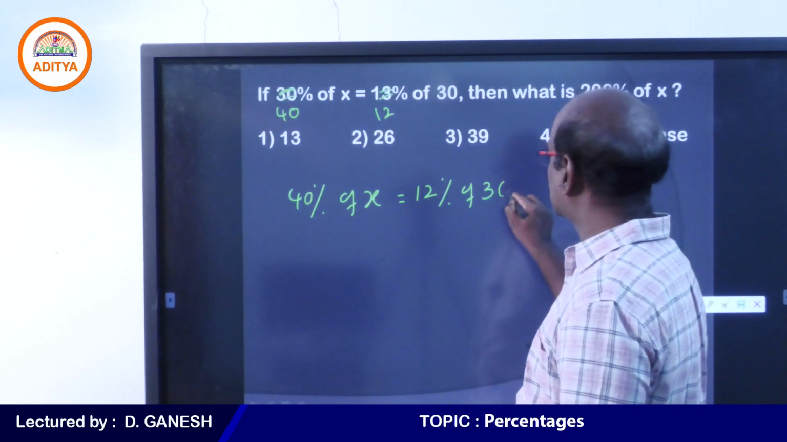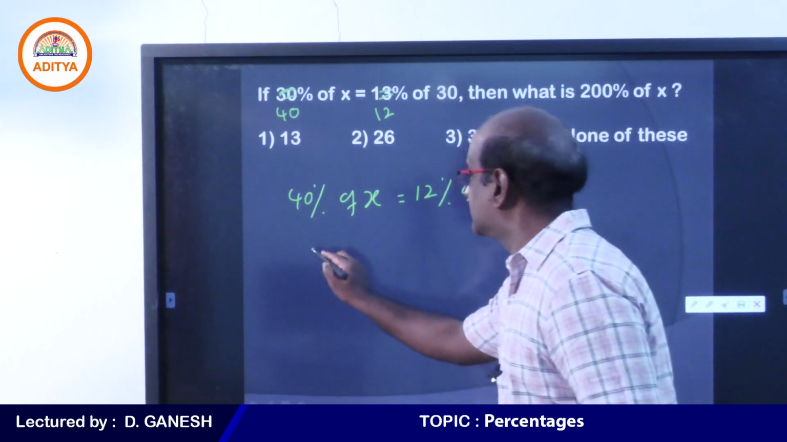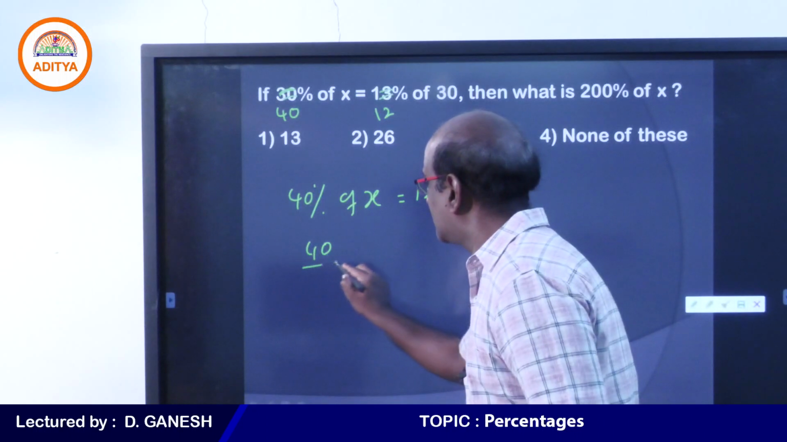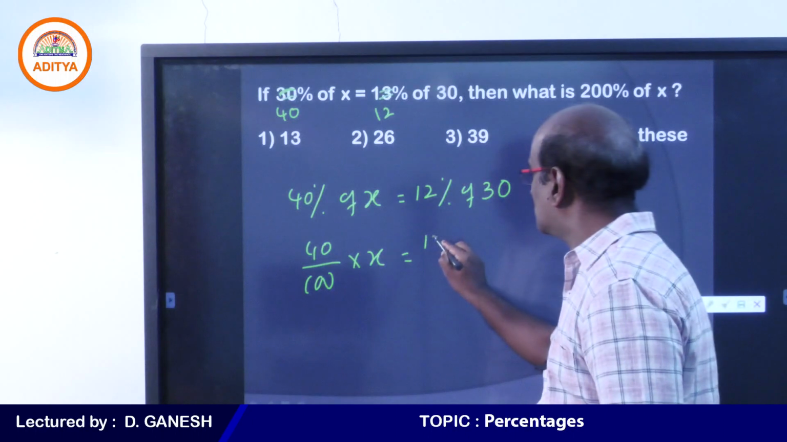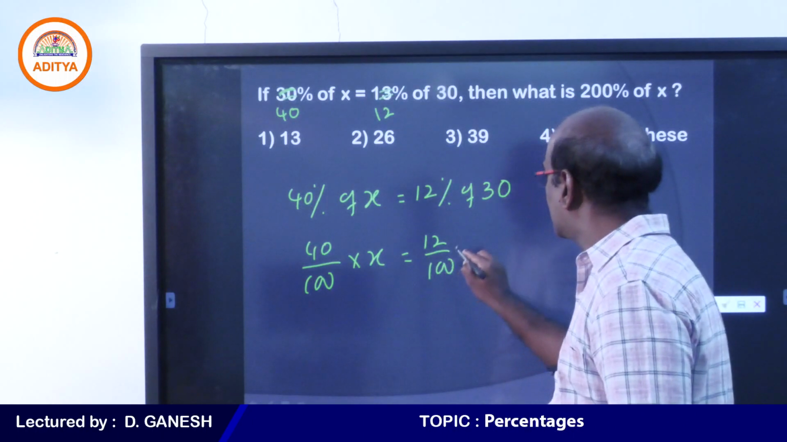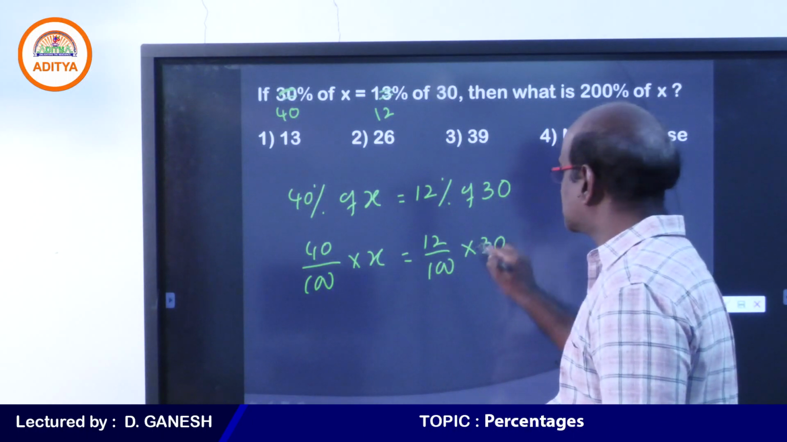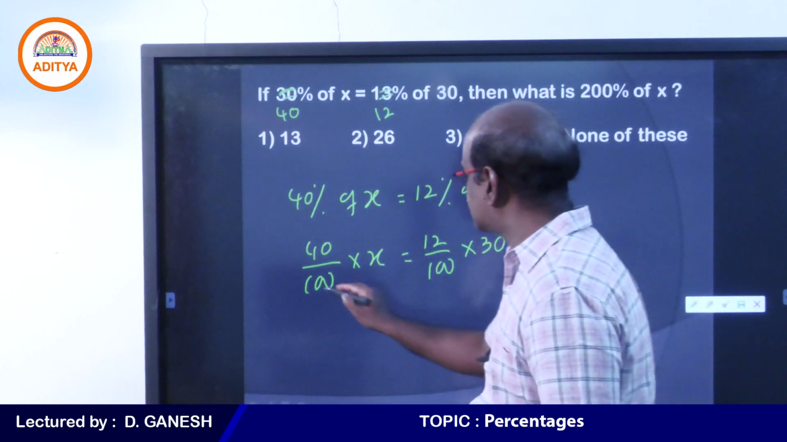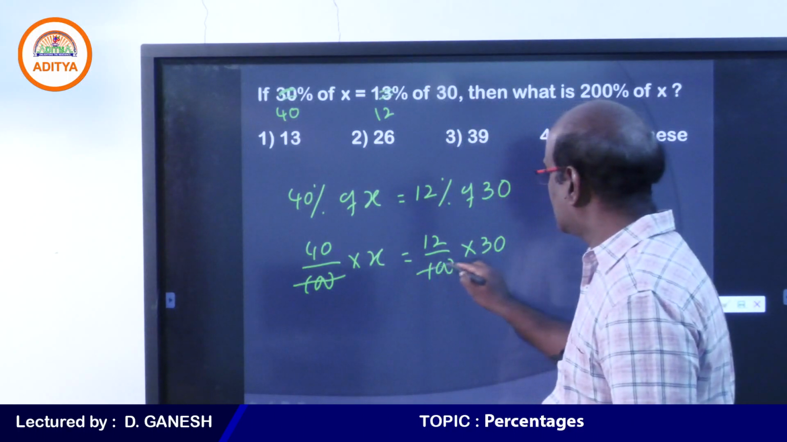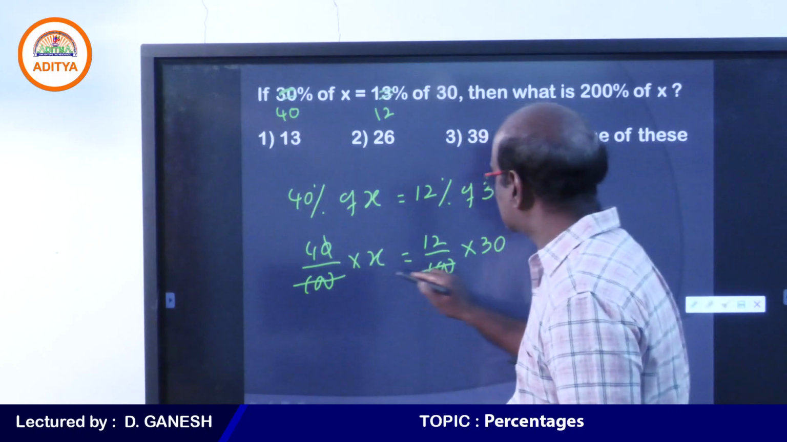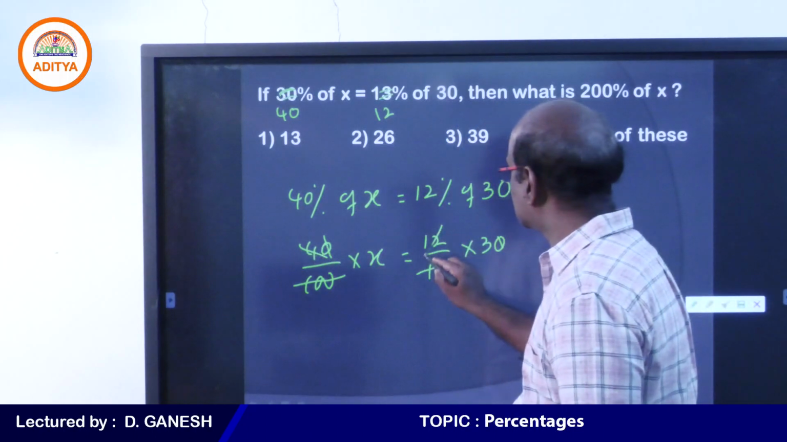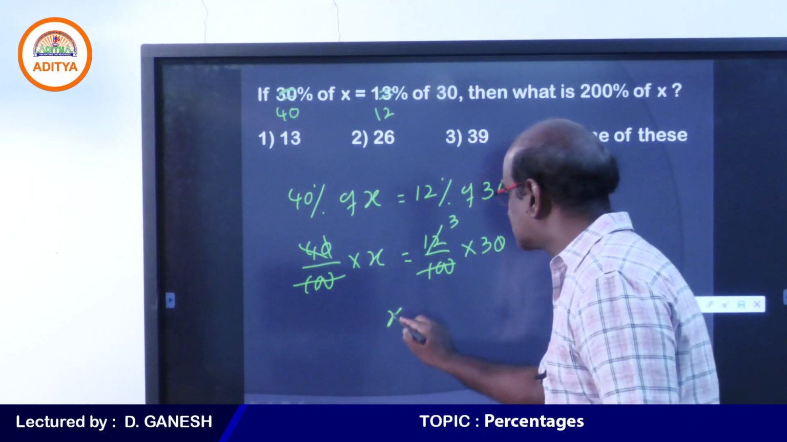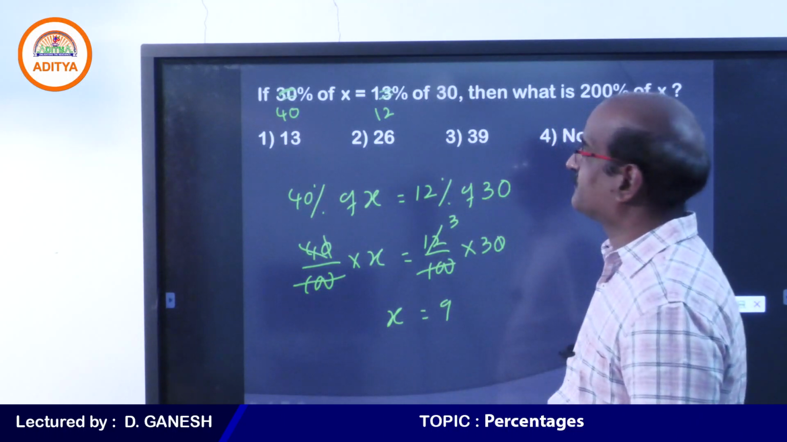So this is what actually you are given. Then how do we do this? 40 by 100 into x is equal to 12 by 100 into 30. This is what we do. Now come on, do the necessary cancellations. 100 gets cancelled, and we can cancel 0 in both the cases, and 4 we cancel for 3 times. Therefore x is equal to 9.